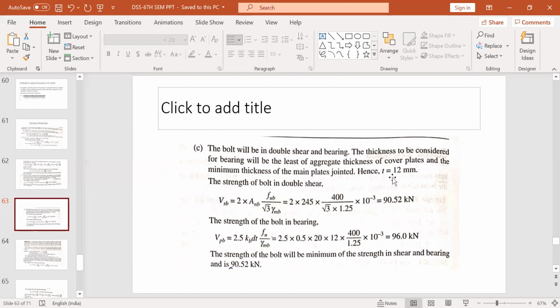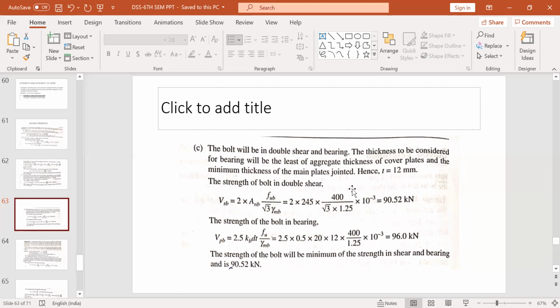So what is the thickness that is to be considered? Now see. The thickness of the plates that you are connecting, what was the connection? Two main plates of thickness 12 mm are to be connected end to end with two cover plates, one on the top, one on the bottom, having thickness of 10 mm each. So what is the aggregate thickness of the cover plate?